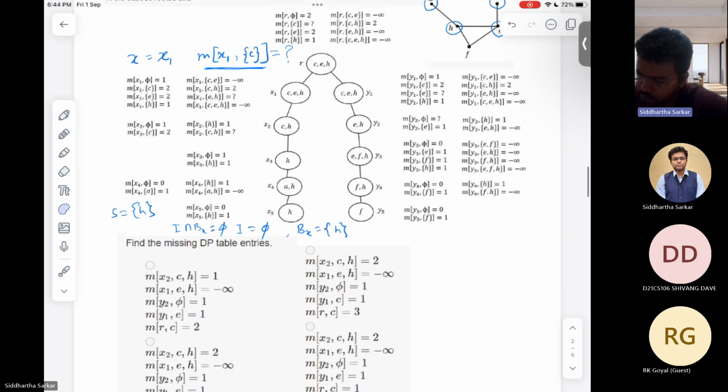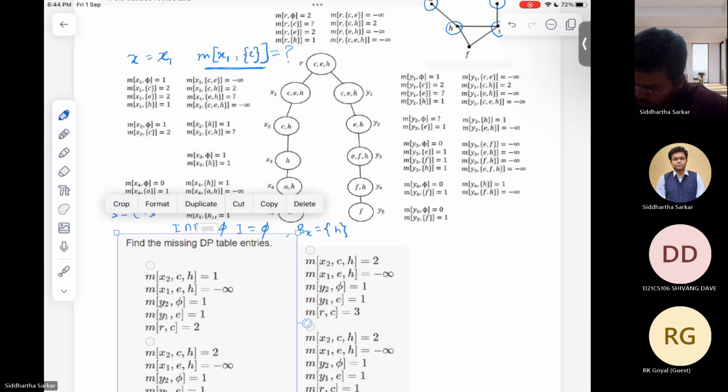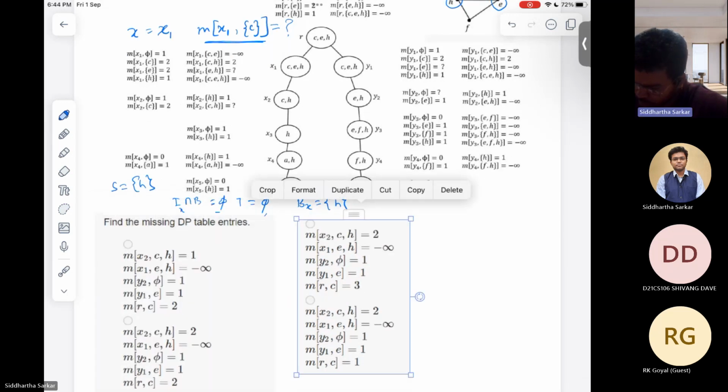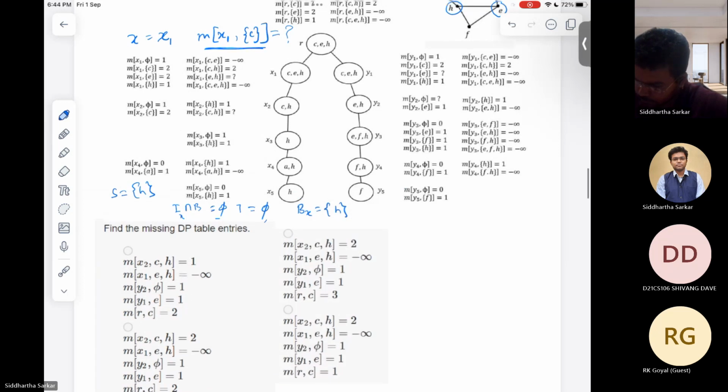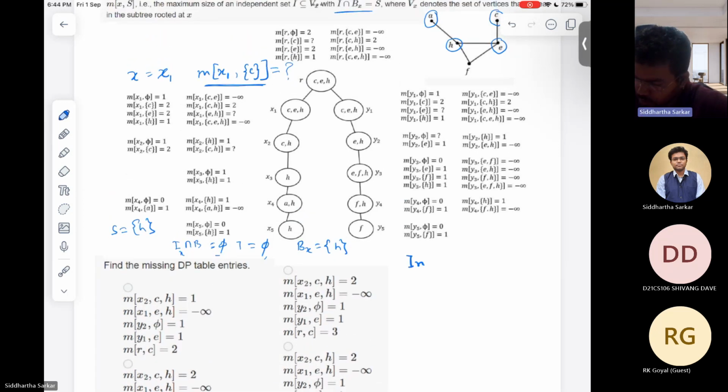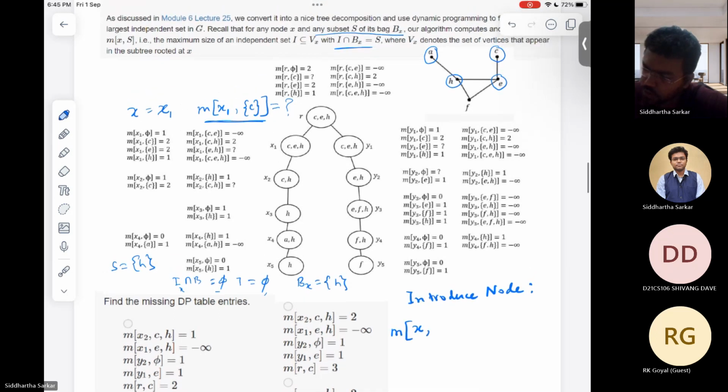So I'll just write in shorthand. These are the options, so I'll just push the options to the side. Right, so for the introduce node, the book says to follow this recursion formula. So for an entry m of x comma, bag of s, this option is denoted by s.